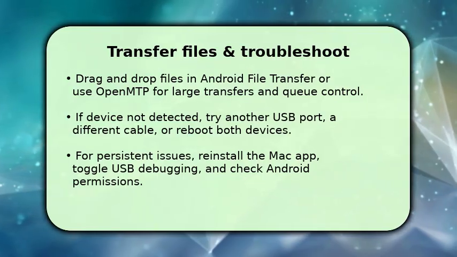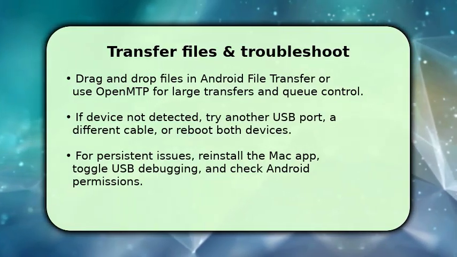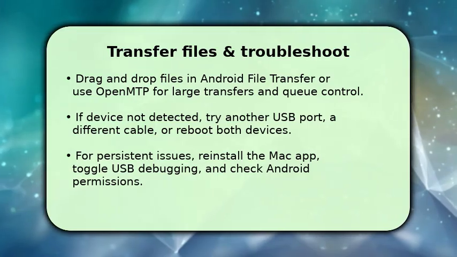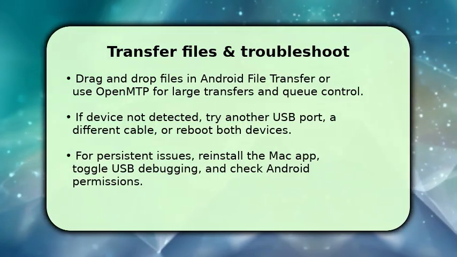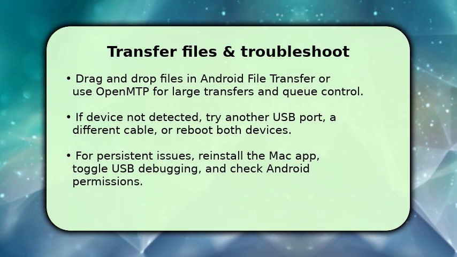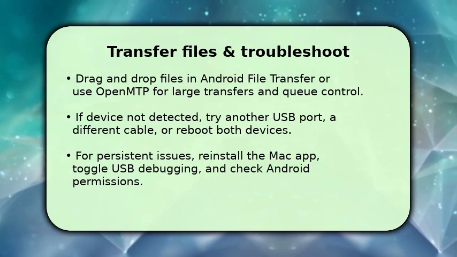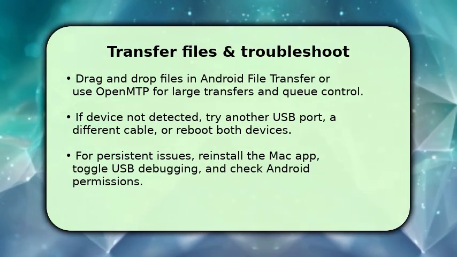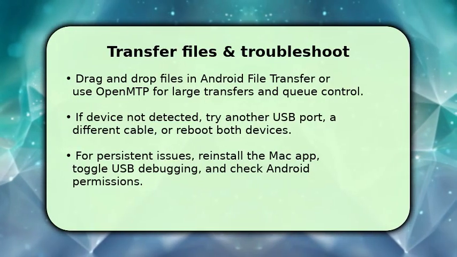If the phone isn't detected, try switching USB ports or cables, reboot both devices, and ensure the phone's USB mode is set correctly. If problems persist, reinstall the Mac utility, toggle USB debugging, and regrant file access permissions on the phone.